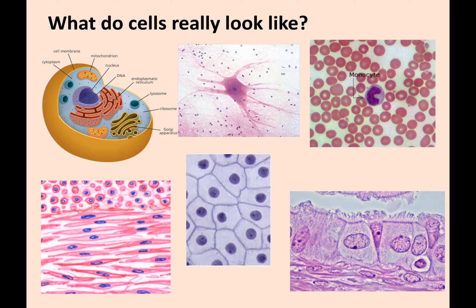Okay, what about animal cells? I always think it's funny, but we just do it traditionally. We draw an animal cell as a circle, and then we put all the parts in it. I want you to know that all animal cells are not circular. So this is a neuron, and you can see the nucleus here, and then all these long projections that come off this neuron for cell communication.